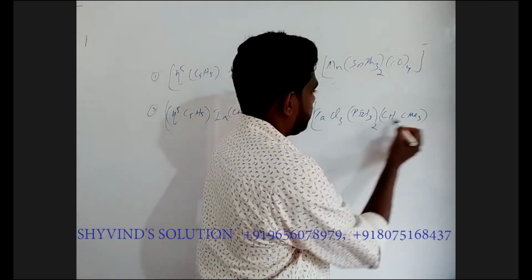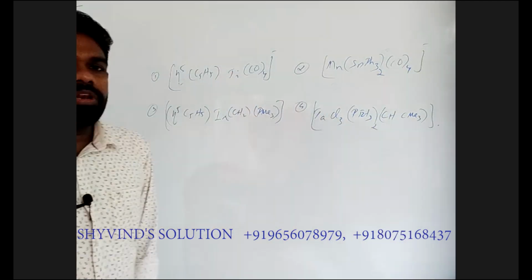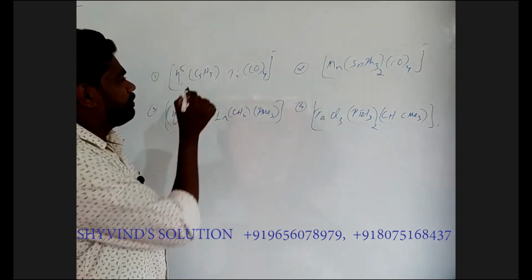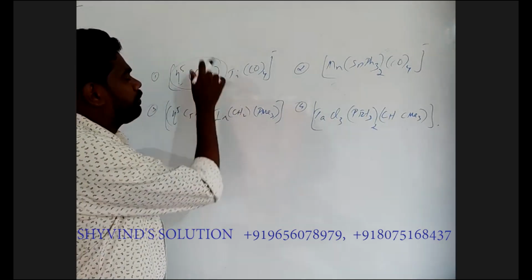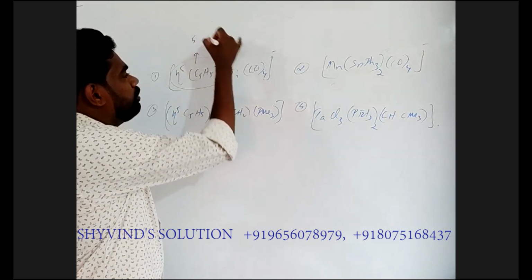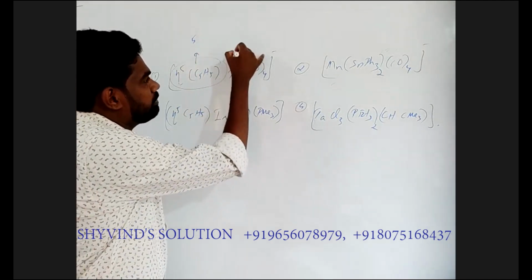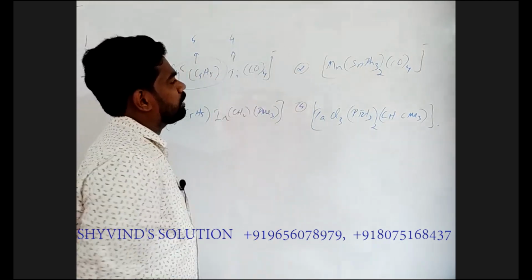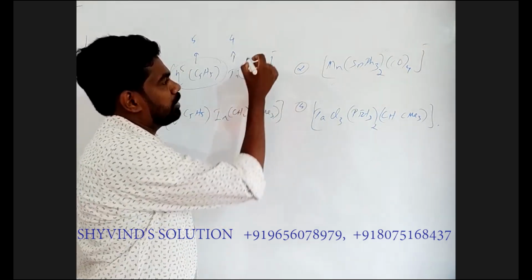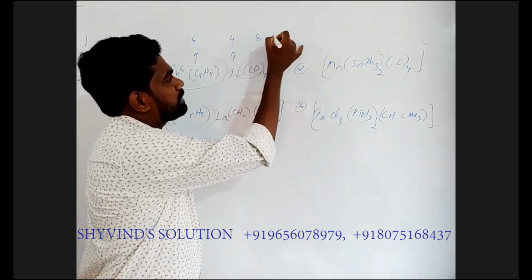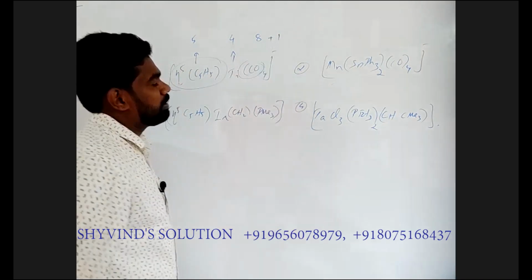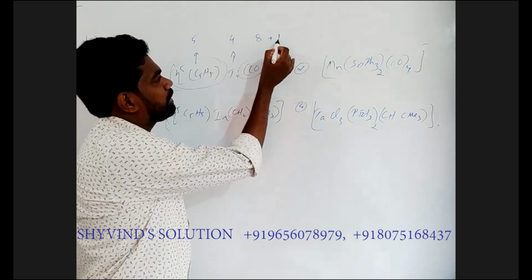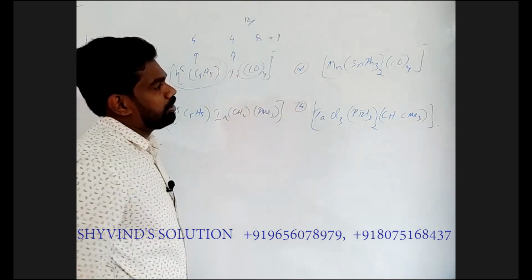So these are the complexes given. Now let's check the 18 electron rule. The electronic contribution from eta 5 is 5. Scandium, titanium. Titanium is a d2 system, so 2 from d and 2 from s, total 4 electrons. CO is a 2 electron donor, 4 into 2, 8. Plus this minus 1, this minus charge. So the total is 5 plus 4, 9, plus 1, 10, 18. This is following the 18 electron rule.